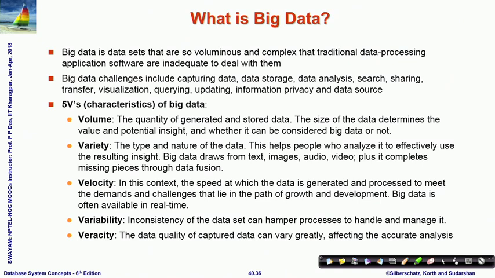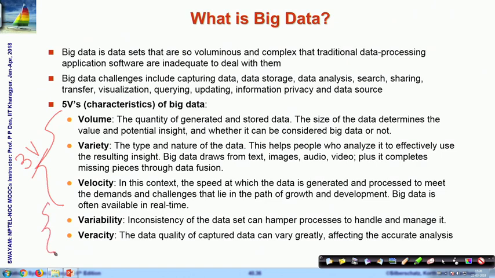Then there could be variability, inconsistency of the data, because maintaining integrity is a big problem. There could be issues in terms of quality of the data, that is called veracity. Actually, about these characteristics that I have put, there are a lot of debates. Many people take these three and say that these are the 3 V's of big data, the 3 main characteristics, but of late more and more people are also considering variability and veracity as characteristics of big data.